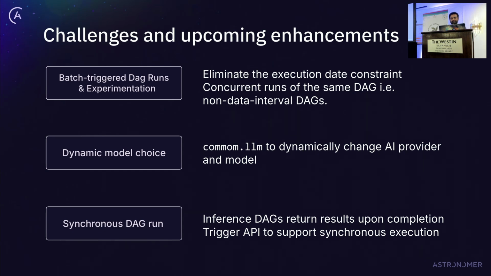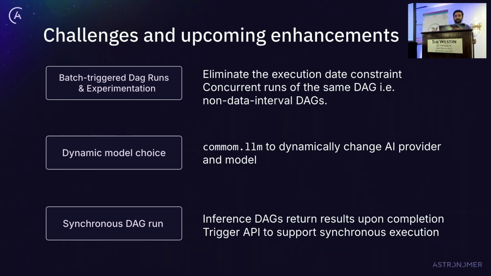So one of the challenges like that: you cannot have batch triggered DAG runs, and experimentation becomes harder because you need to change a few seconds here and there. You have no way to visualize those things. So it's possible, but very cumbersome and needs the user manipulating the execution date. So we are calling it batch triggered DAGs, but you can call it anything.